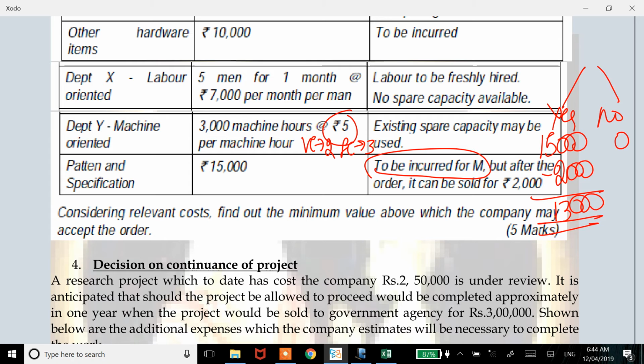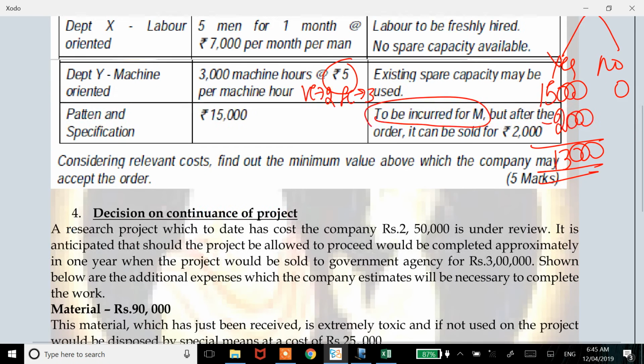Some question can say, if you do this project, the patterns would be used and you will sell it for 2,000. If you don't do it, you'll immediately sell it for 7,000, a higher price because you are not using it for your manufacturing. Then the relevant cost is the comparison of 2,000 and 7,000, so 5,000 becomes the relevant cost. Keep thinking about yes and no, and you will get to the right relevant cost. So if you do the project, 15,000 is spent, 2,000 comes back, 13,000 is the relevant cost. Any doubts on this?